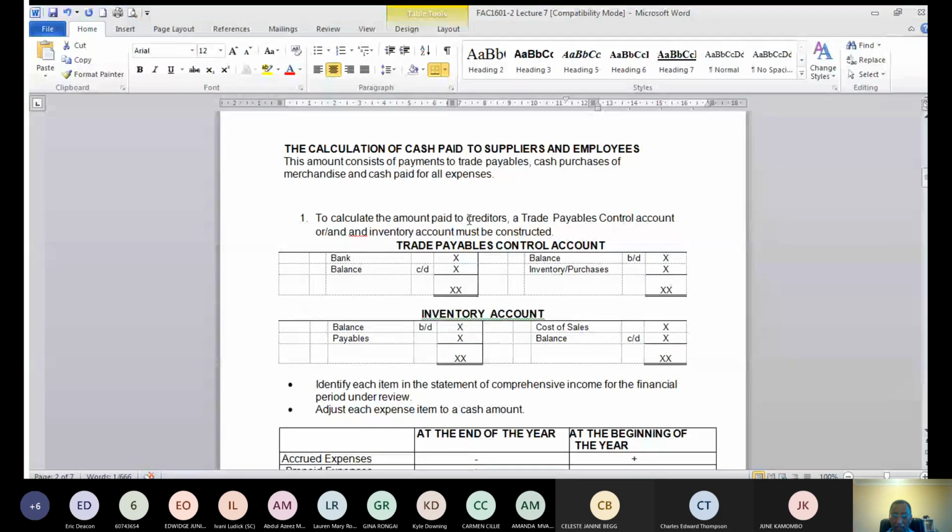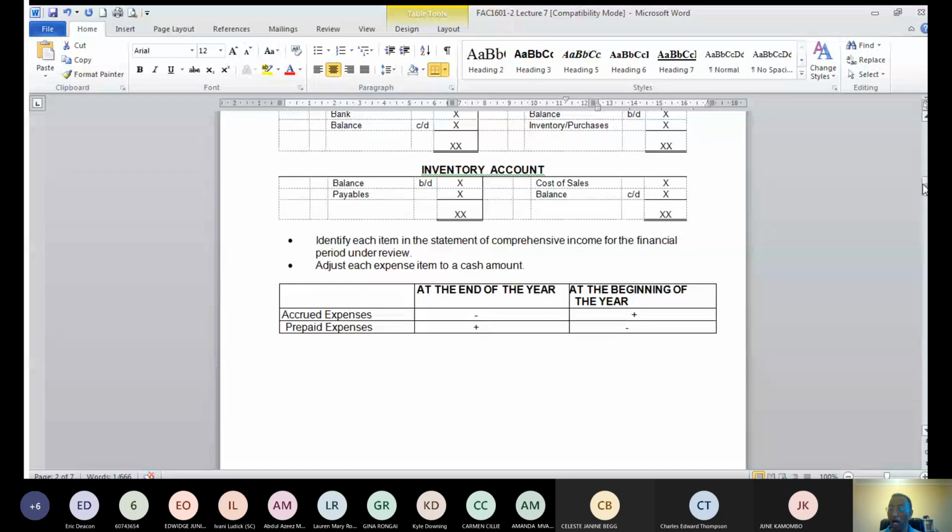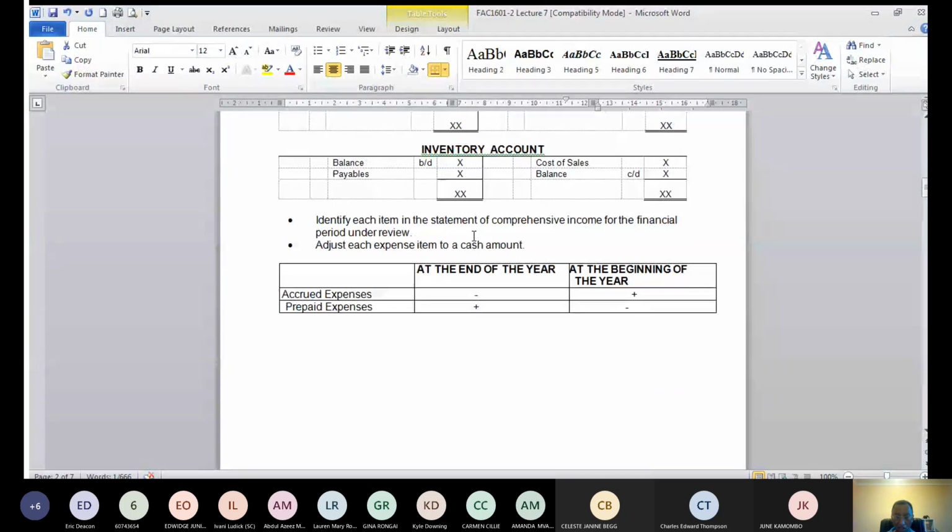To calculate the amount paid to my trade payables, you must create a trade payables control account and or an inventory account, depending on what information is given to you. Remember, if the periodic inventory system is given to you, you can only do a trade payables control account. However, if they give you the perpetual inventory system, you must do inventory and trade payables. And then we go to our other expenses. Go to your statement of comprehensive income. Look for other expenses. Each of those expenses must be changed into a cash amount.